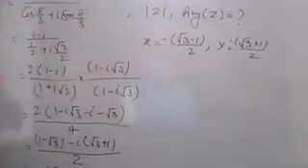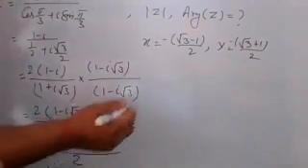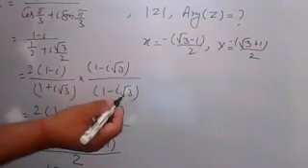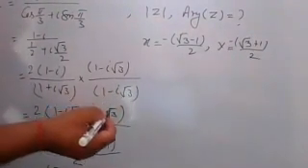So what does it mean? It is lying in which quadrant? Third quadrant. Understand? x and y both are negative, so it is lying in the third quadrant.